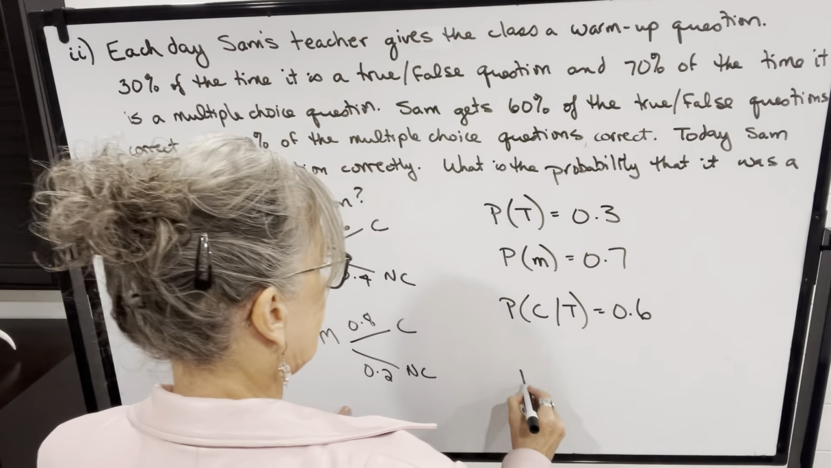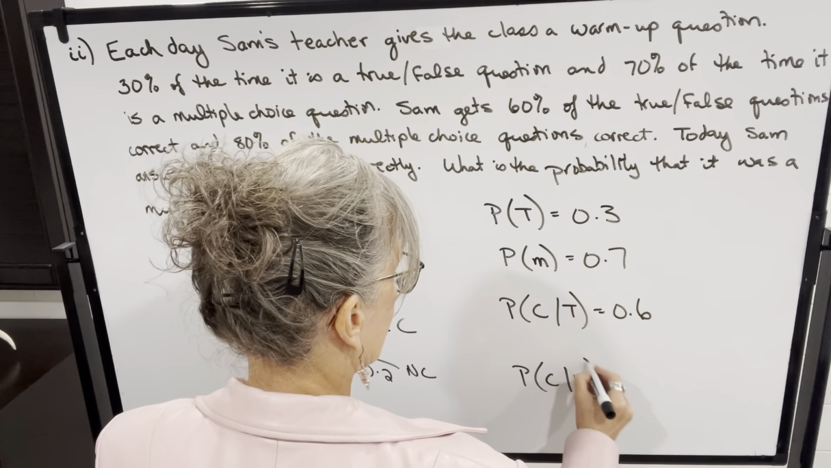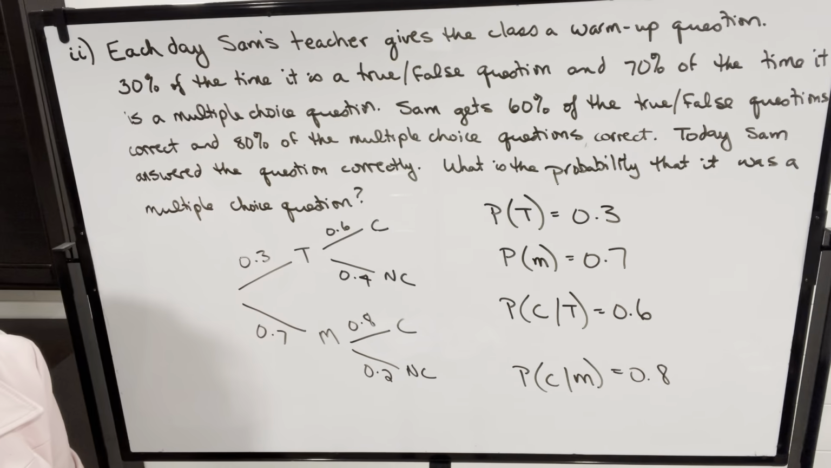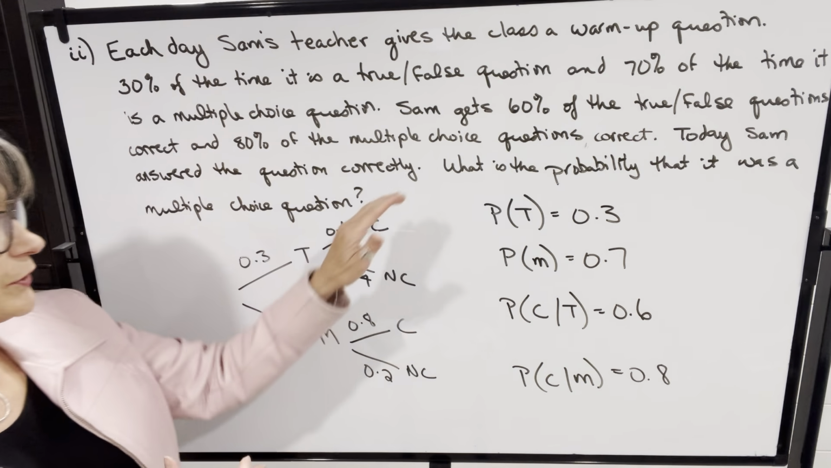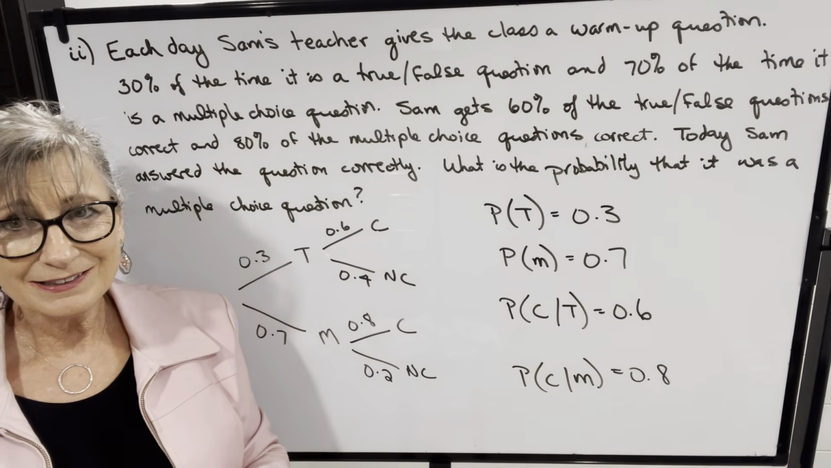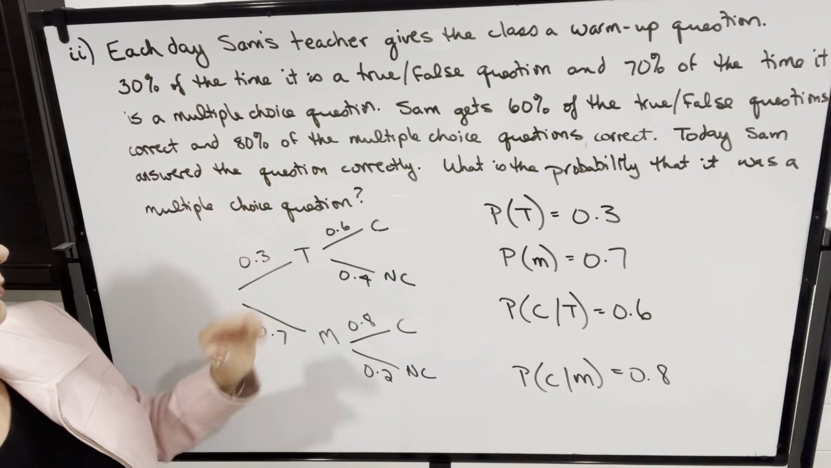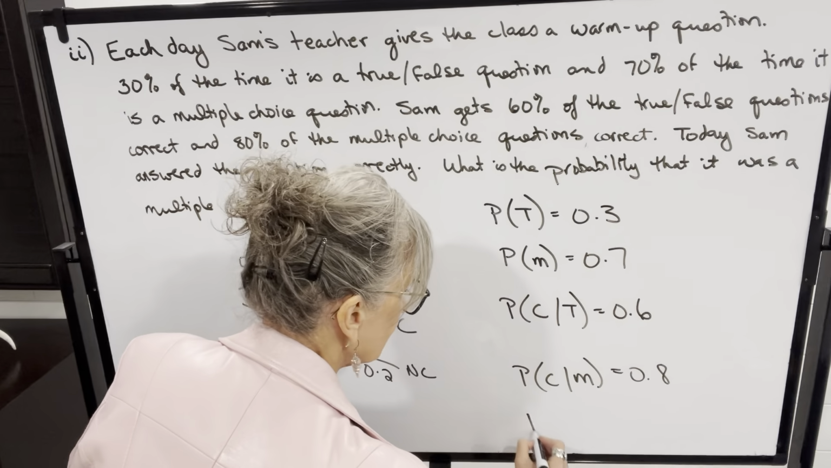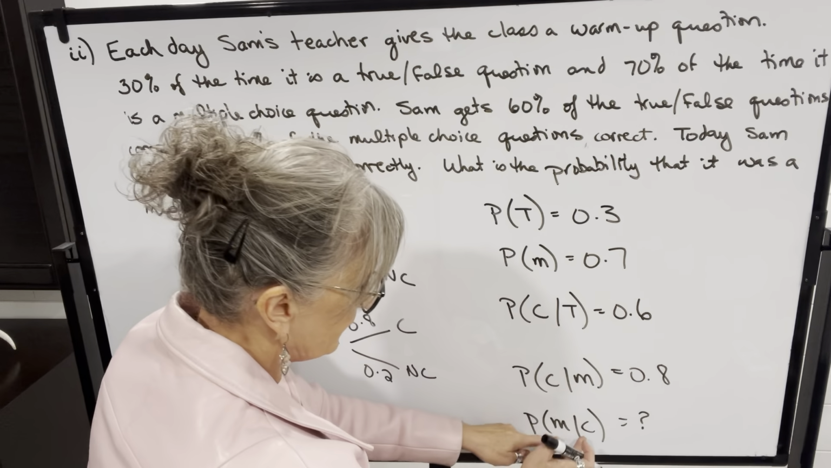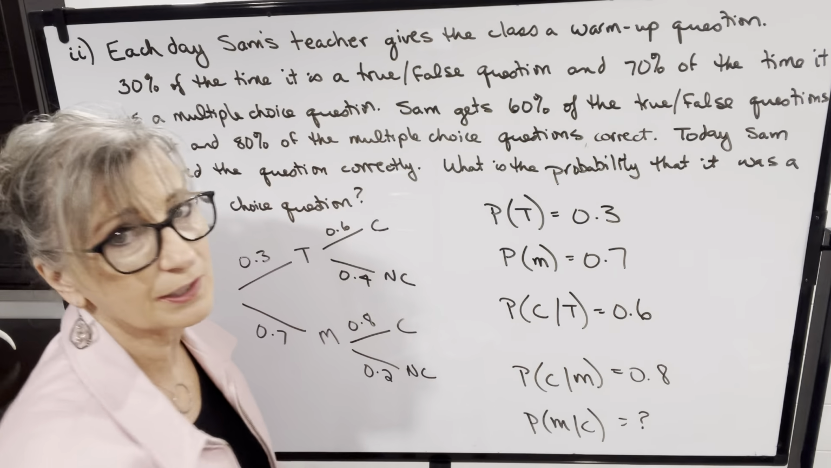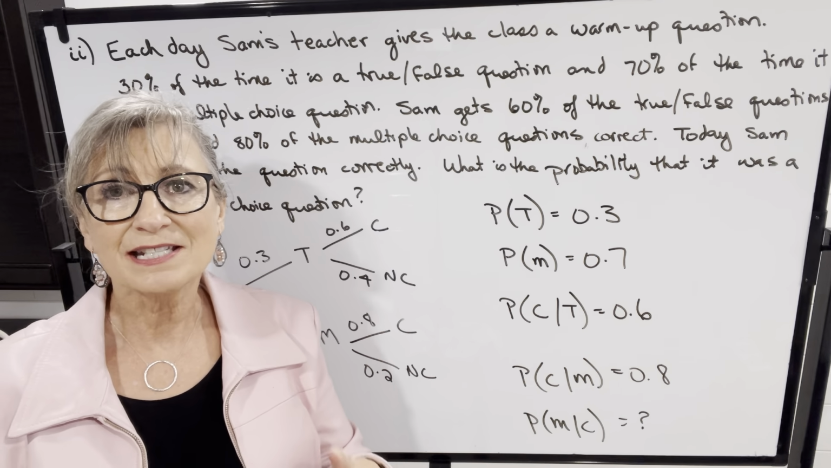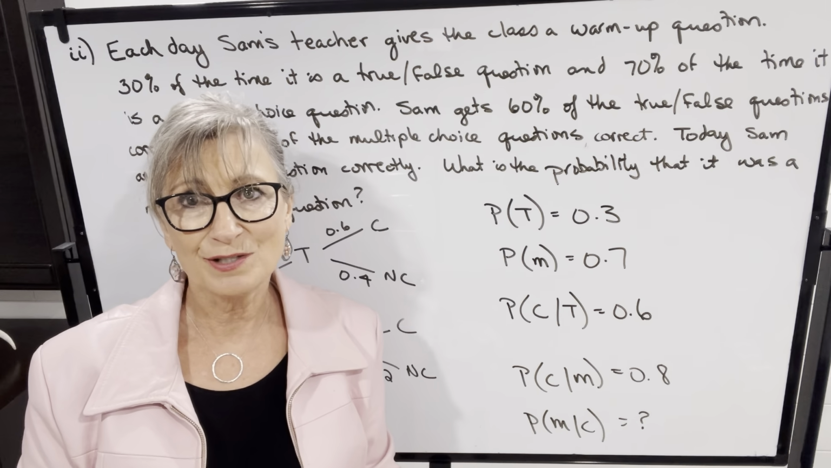Similarly, what's the probability that it's correct given that it's a multiple choice question? And that's 0.8. Going back to what the question asked: given that the question is answered correctly, what's the probability that it was a multiple choice question? So what we're finding is the probability of it being multiple choice given that it was correct. Notice that this is sort of the reverse of this conditional probability. Therefore, we need Bayes' theorem. So let's take a look at completing this question using Bayes' theorem.